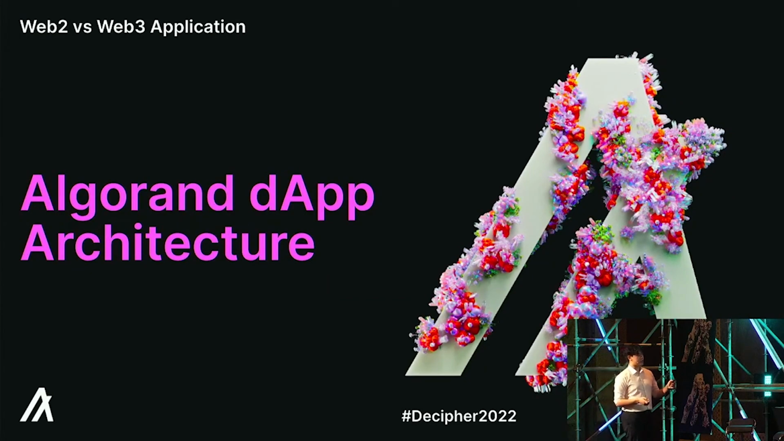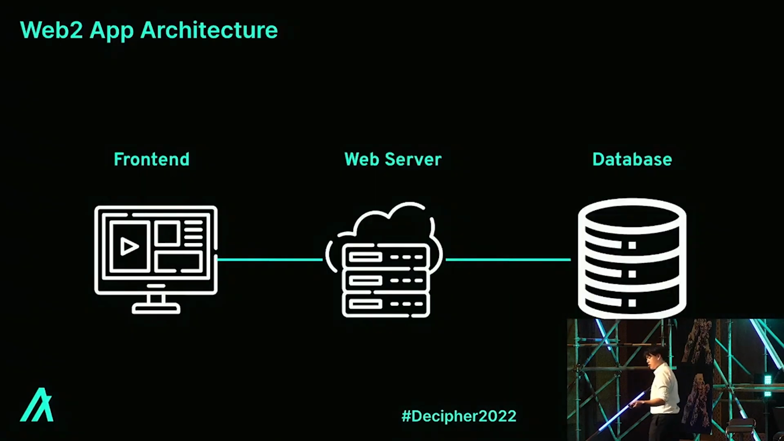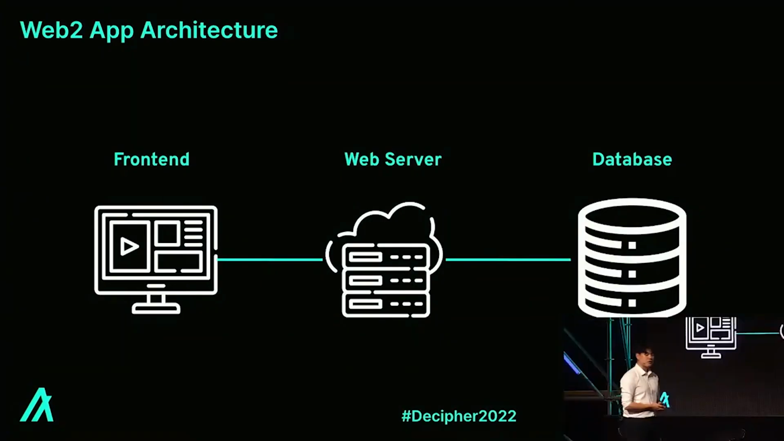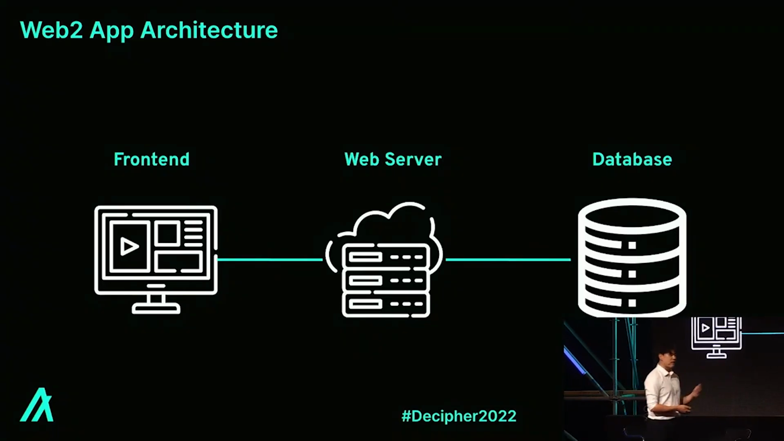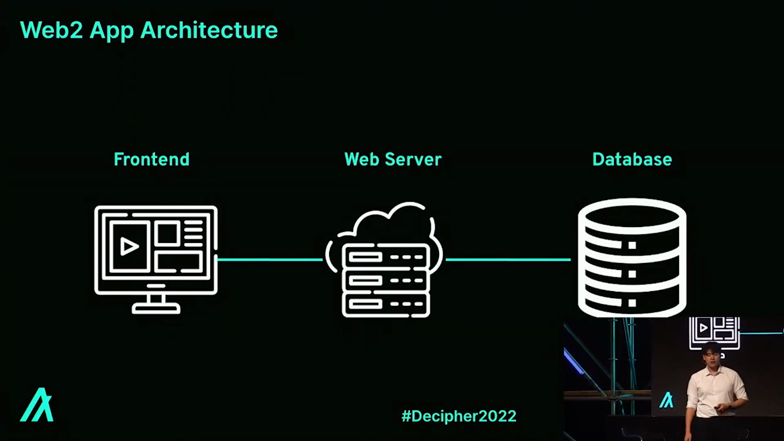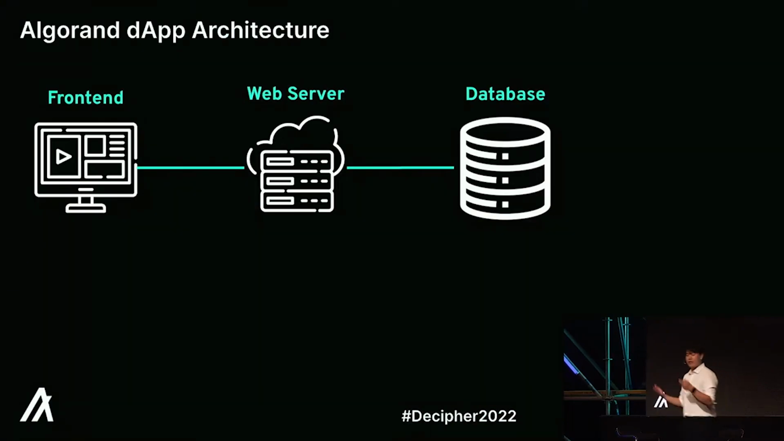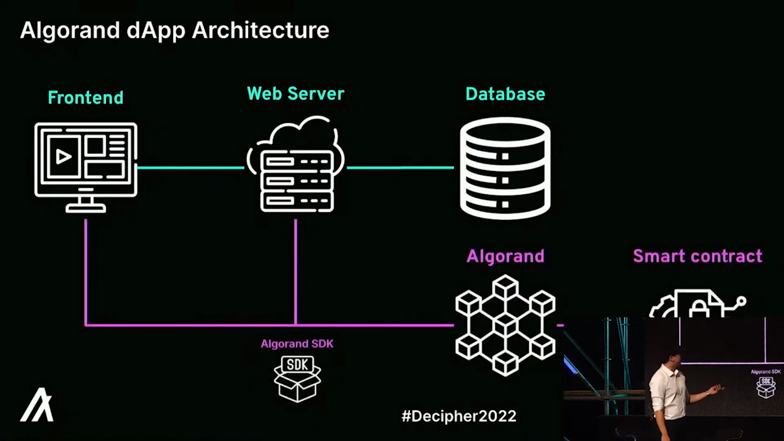So before we dive into Beaker, I want to quickly cover what the dApp architecture looks like on Algorand. What you see on screen right now is a familiar Web 2 app architecture. We have the front end, where the users interact with your application. We have the web server that hosts the server, handles API calls, and the database that stores relevant data for your application. Now, an Algorand dApp architecture isn't too different. It still has those three components, and all you add on to that is the Algorand blockchain.